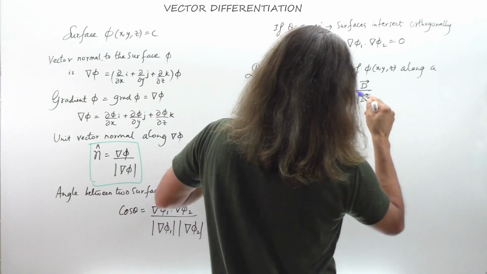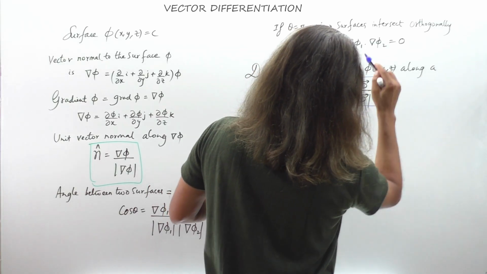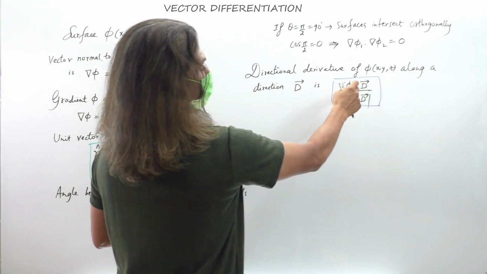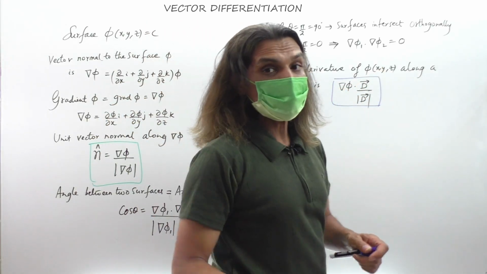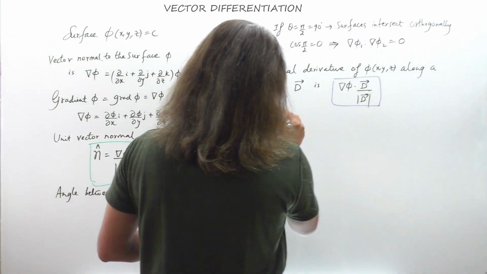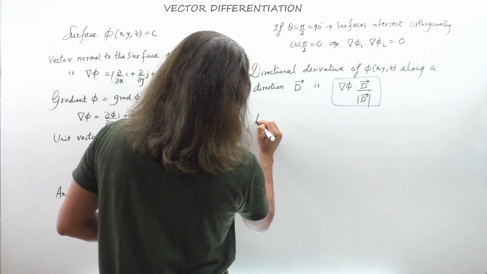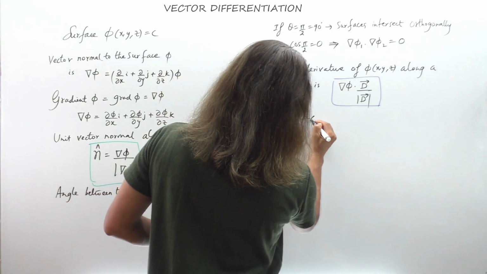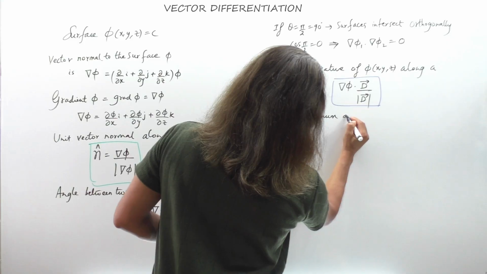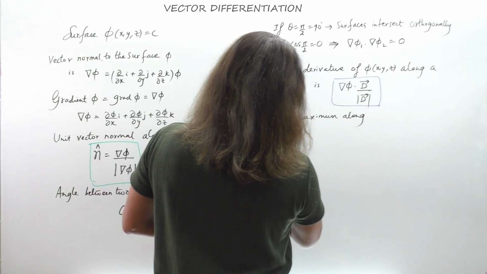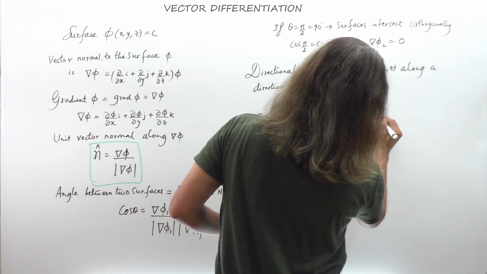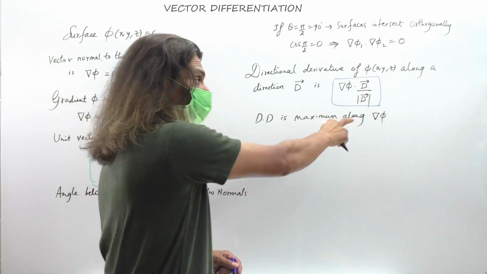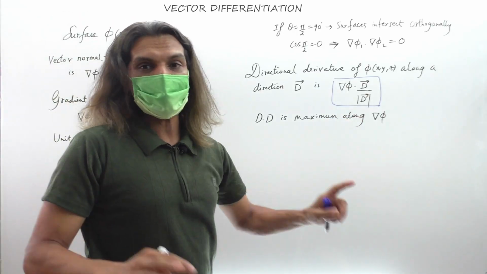One more important formula, directional derivative. What is it? Directional derivative along direction d vector is del phi into d vector divided by modulus of d vector. Now, I will write the short form directional derivative as dd. So, the directional derivative is maximum along del phi. When they ask for the maximum directional derivative, it is nothing but del phi, that is it.